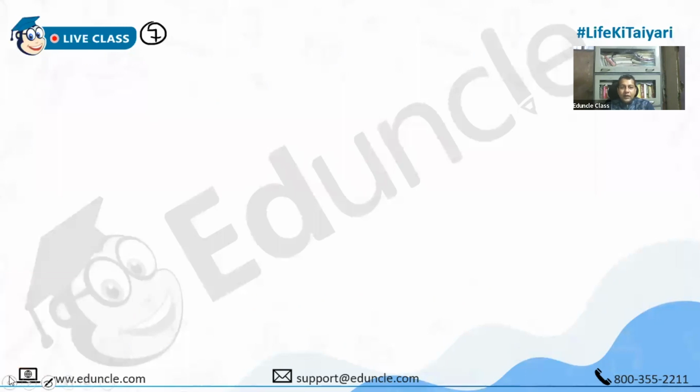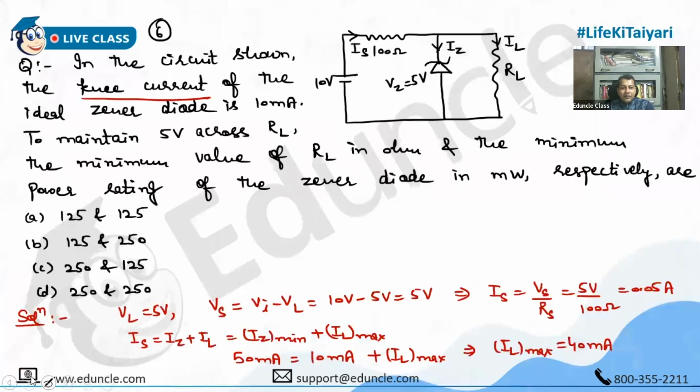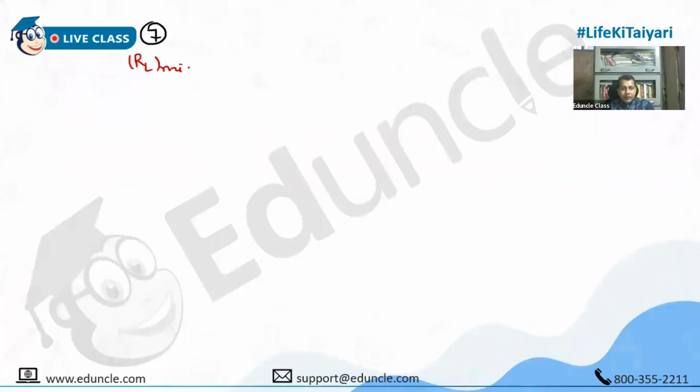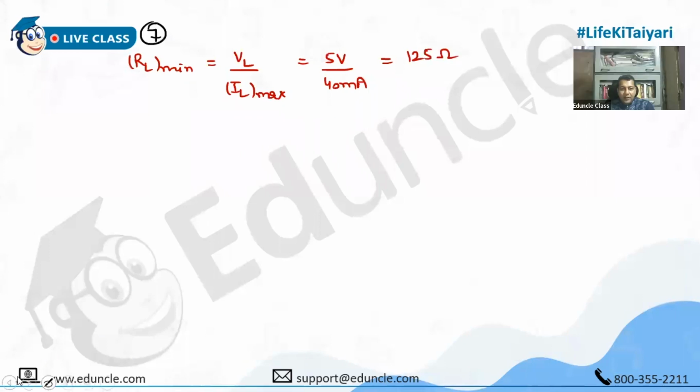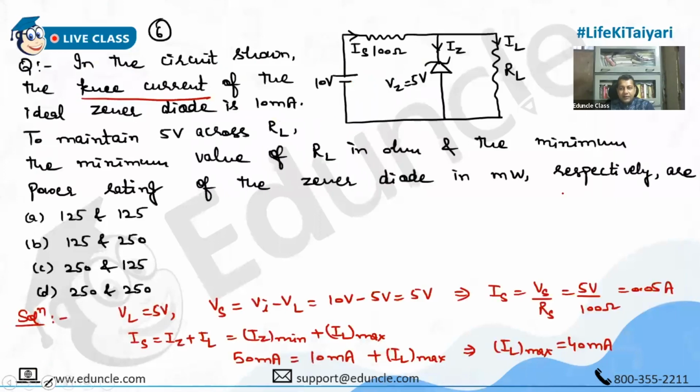So we have to get a minimum value of RL. So RL minimum is VL by IL max. VL is 5 volt fixed and IL max is 40 milliampere. So what is this value? 125 ohm.